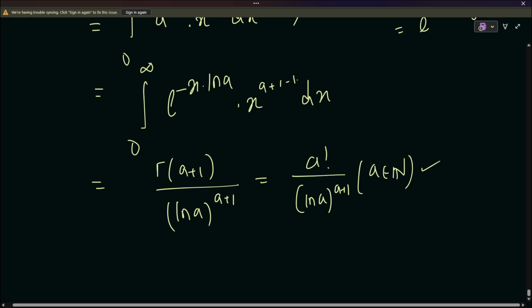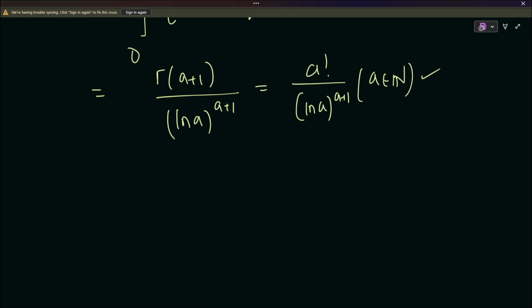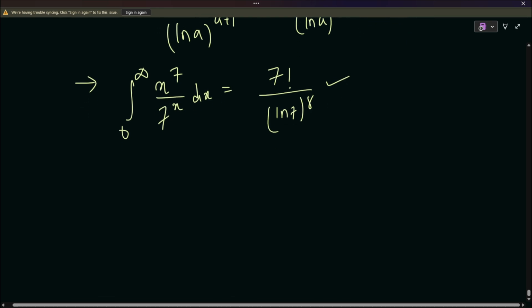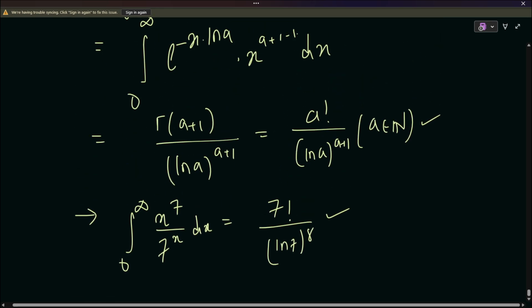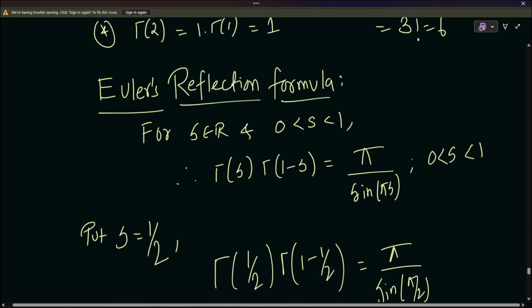Now, there are so many different examples that you can understand, and one special kind of integral that has appeared in a lot of exams, based on this one, was 0 to infinity x to the power 7 by 7 to the power x dx. And this was nothing but, as you can understand, 7 factorial by ln of 7 whole to the power 8, directly from our formula. So this is how the gamma function works, and this is how factorials in general will work. And if you have anything related to the exponents where you have 0 less than s less than 1, you can always go back and apply Euler's reflection formula.